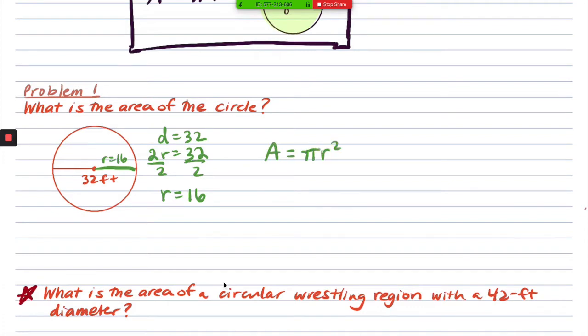Hopefully this is nothing new and you remember this from middle school, or I think they even do it in algebra. Let's just plug in 16 for our radius. And that is 256. So the area is 256 pi feet squared.